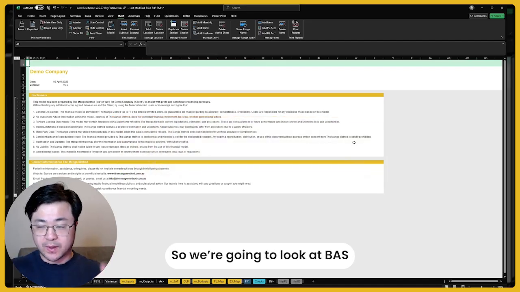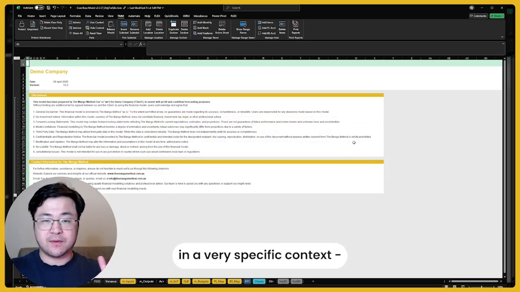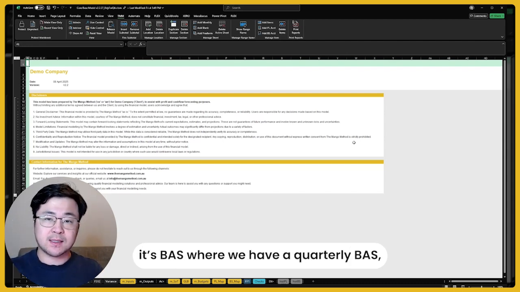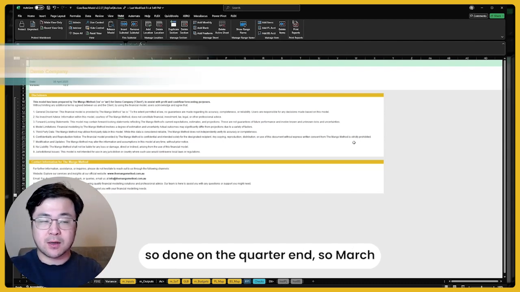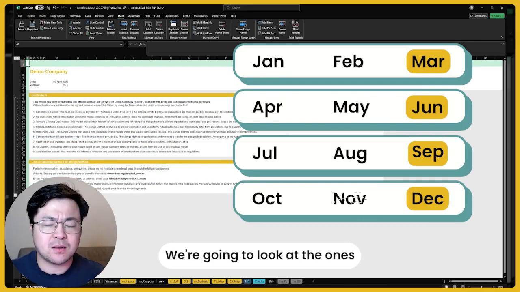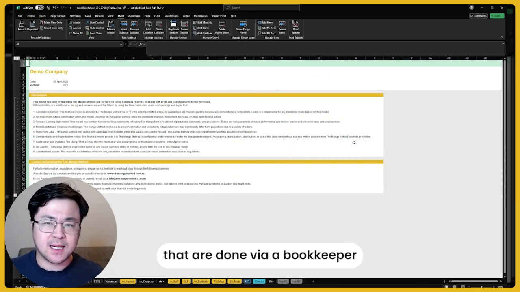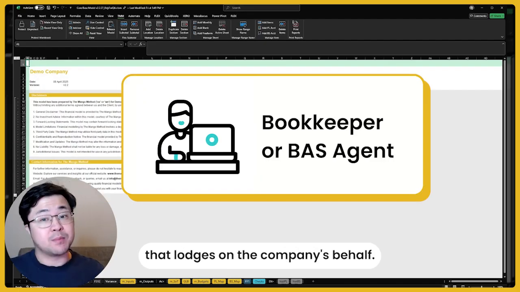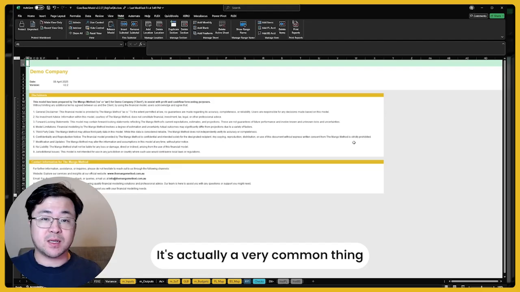So we're going to look at BAS in a very specific context. It's BAS where you have a quarterly BAS, so done on the quarter ends, so March, June, September, and December. We're going to look at the ones that are done by a bookkeeper or a BAS agent that lodges on the company's behalf. It's actually very common in the general business landscape.